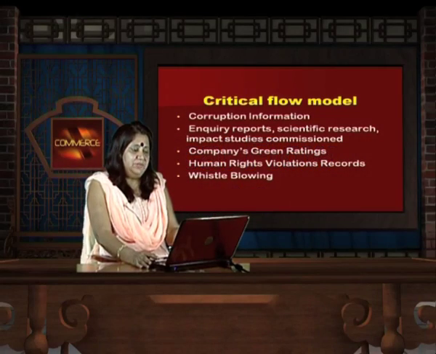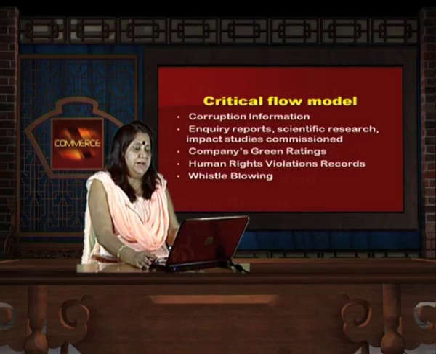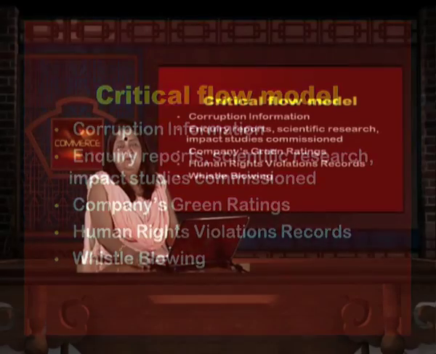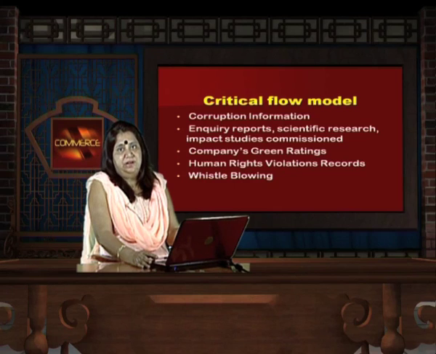The next model which we will study is the critical flow model. Here, critical means: what is the critical information which will form opinion and should be loaded on the websites. This includes corruption information, inquiry reports, scientific research, impact studies commissioned, the company's green ratings, human rights violation records, and whistleblowing.